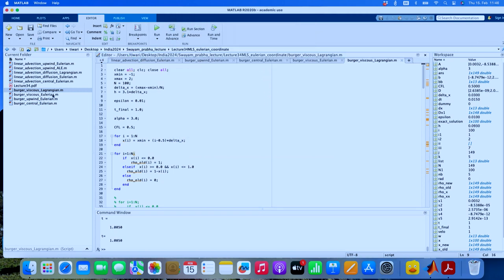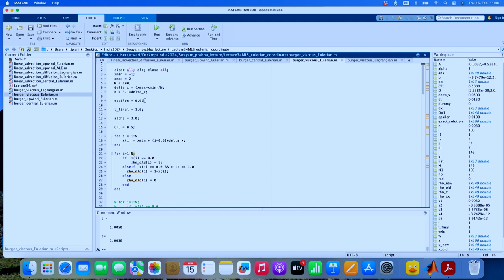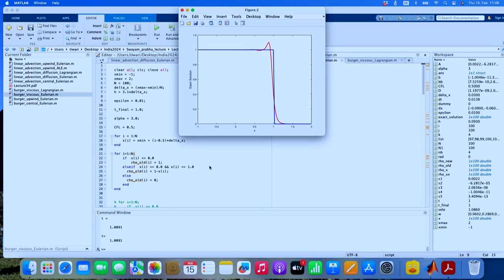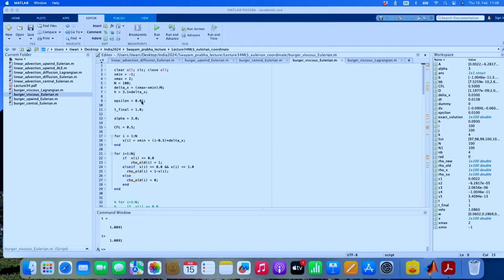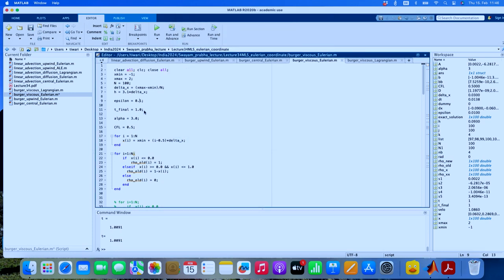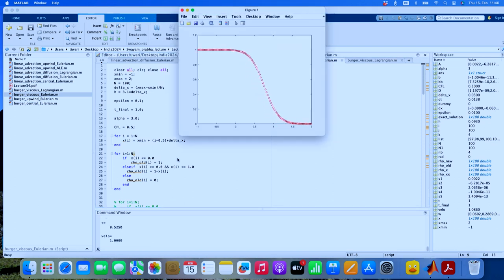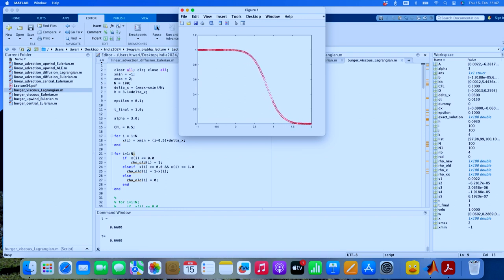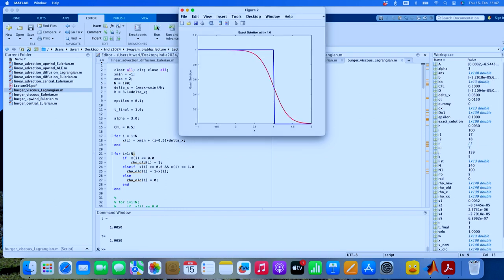But if I use Burgers with the Eulerian form with the same 0.01, I get the oscillation. If I take a larger viscosity for the Eulerian form, yes, we get the stable solution. With the viscous Burgers equation, we get a stable but very smooth, smearing solution. So they are the same.